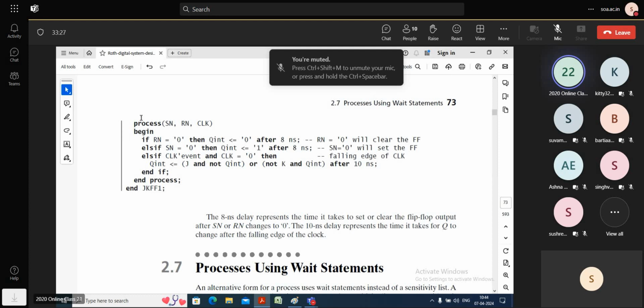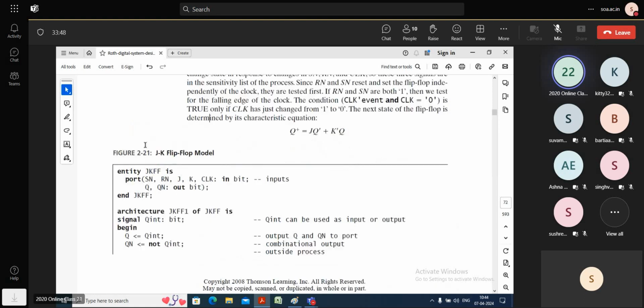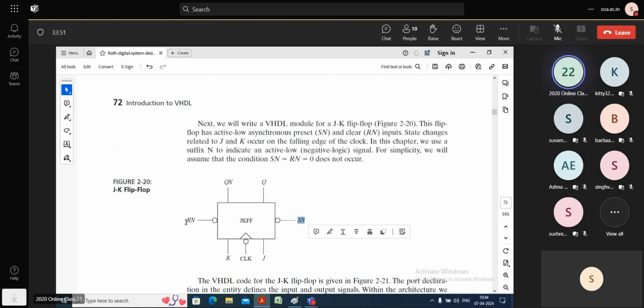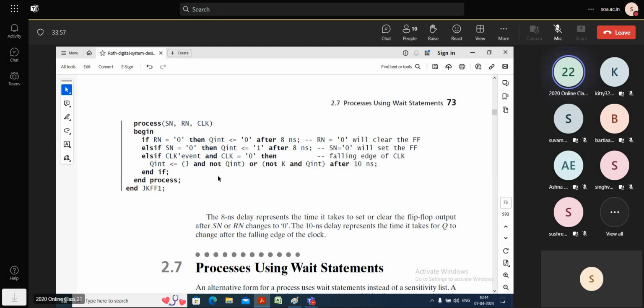As you know how to write the process, you have to use the keyword process. Then you have to write the sensitivity list. Here it depends on SN, RN, and CLK. If there is any change in SN, RN, or CLK, these sequential statements will be executed. These we have put inside the sensitivity list. Then you have to write the process sequential statements within this begin and end process.